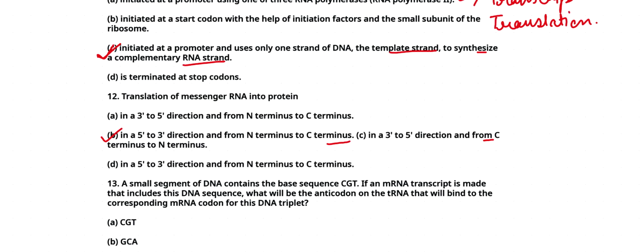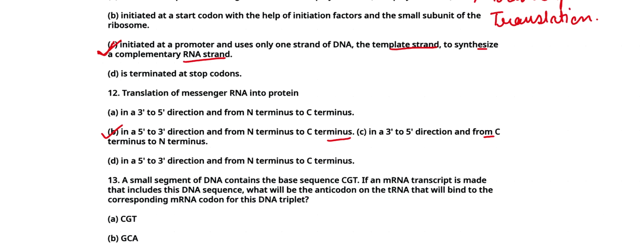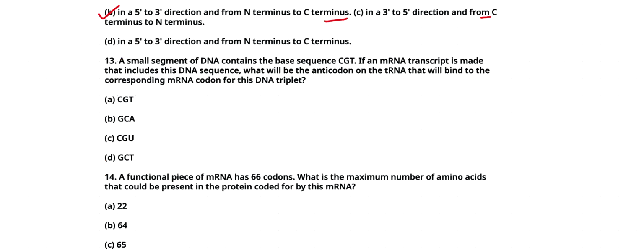Our 13th question is, a small segment of DNA contains the base sequence CGT. If an mRNA transcript is made that includes this DNA sequence, what will be the anticodon on the tRNA that will bind to the corresponding mRNA codon for this DNA triplet? Option A, CGT; B, GCA; C, CGU; D, GCT. Answer will be C, that is CGU.